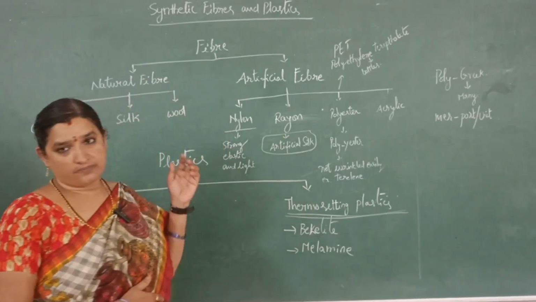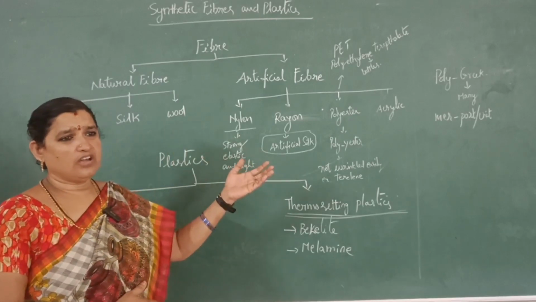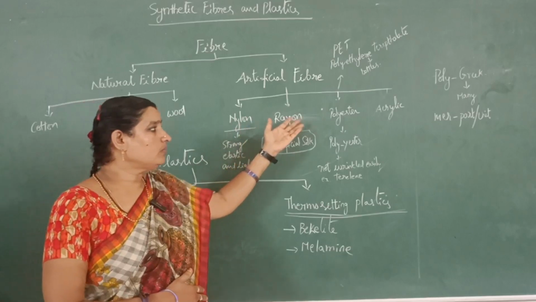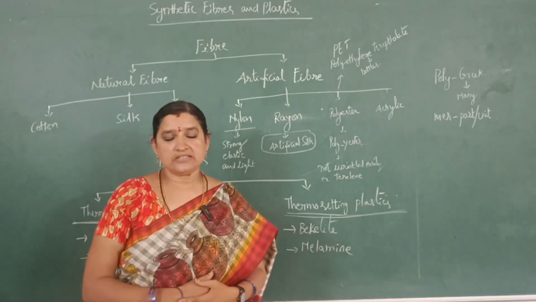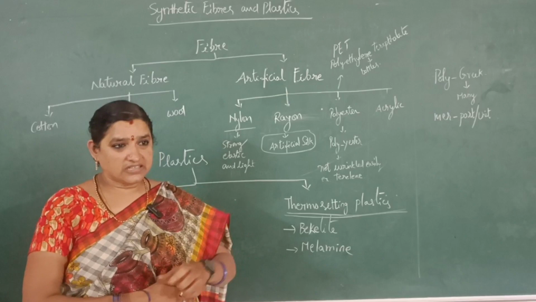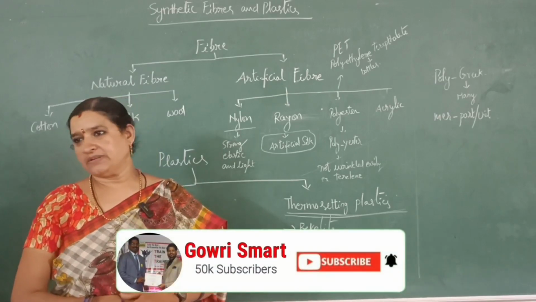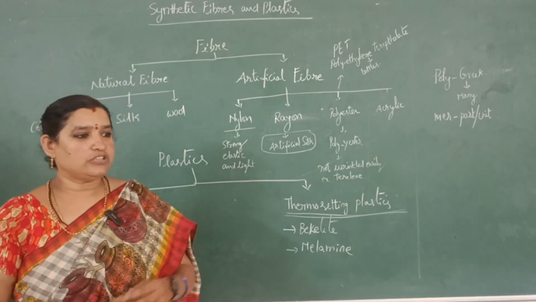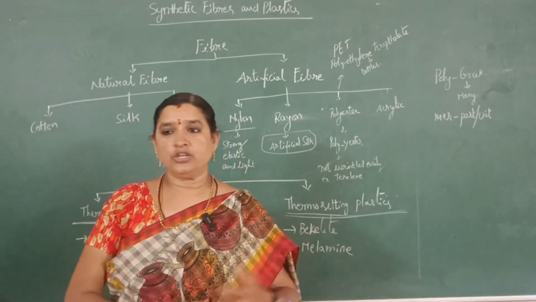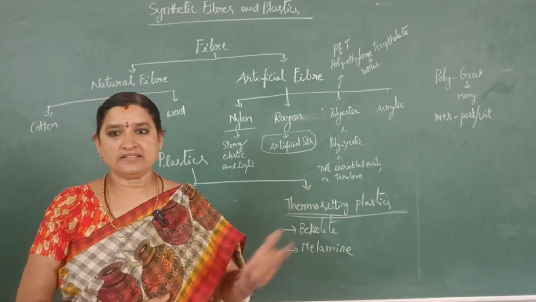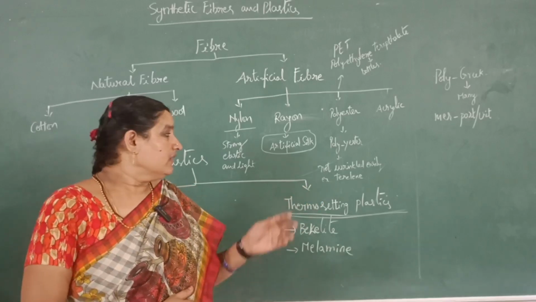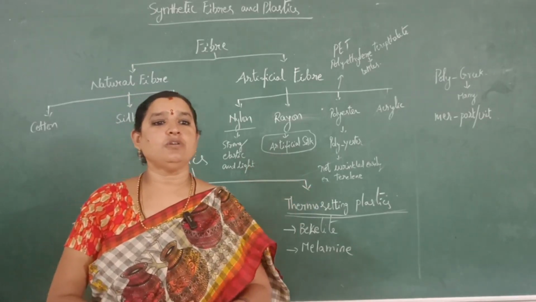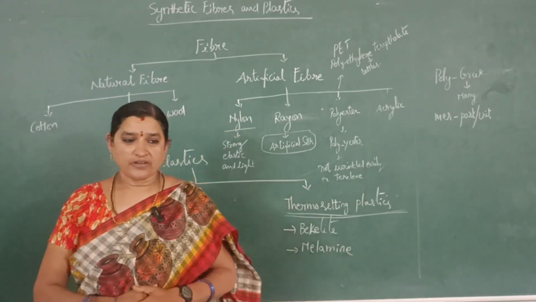What are the artificial or synthetic fibers? If we take nylon, rayon, polyester and acrylic, these are the synthetic fibers. The first one, nylon. Nylon we use in toothbrushes, ropes, tents, etc. In our day-to-day life, we can buy this nylon fiber. Saris and dresses also we prepare by using these fibers.